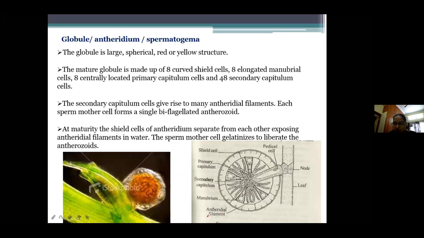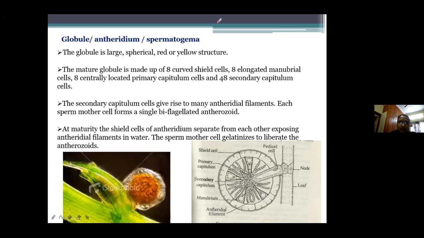Okay, the globule structure is like that only. How does it develop? Next, write down: the globule develops from the globule initials. If you write the development, whether male or female, the starting initial cell is the developed cell. The globule develops from the globule initial, which divides. The first one is a transverse division.